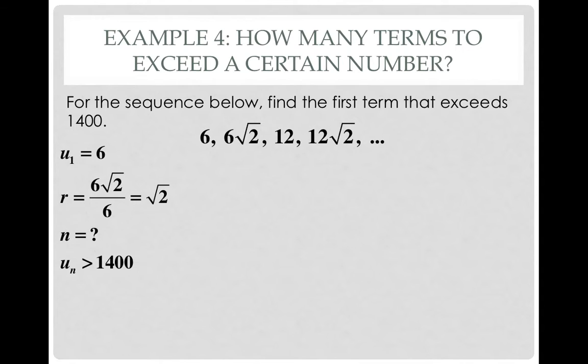Okay, so again, you could do that by brute force and just keep on multiplying by square root of 2 until you get a number that's bigger than 1400 and count all those terms to see which term that is. I'd like you to use the formula though. So we identify the first term as 6. The common ratio we identified as square root of 2. We don't know which term is going to be bigger than 1400. So let's substitute this into our formula, and so we should have this. So what number term would give us a value that's bigger than 1400?